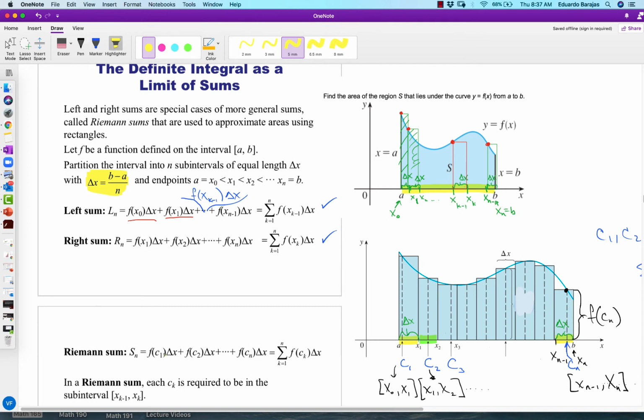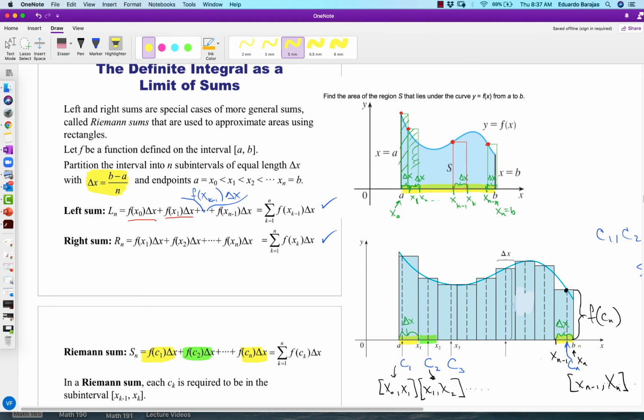And so if we come back over here and take a look at this formula, then this first product of f of C sub 1 times delta x corresponds to the area of this first rectangle. And the second one here corresponds to the area of this second rectangle, and so on and so forth, and we keep going in that pattern until we get to the very last one, and the very last one corresponds to this formula. So f of C sub n times delta x represents the area of the last rectangle.